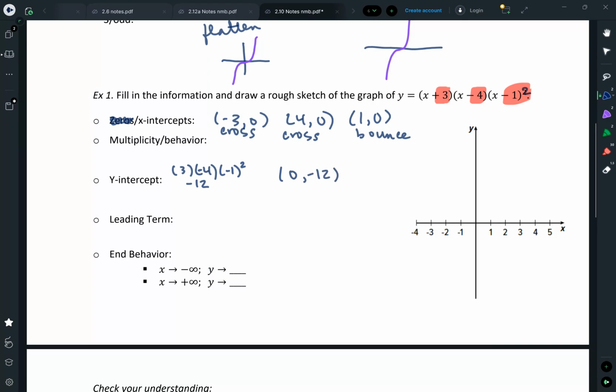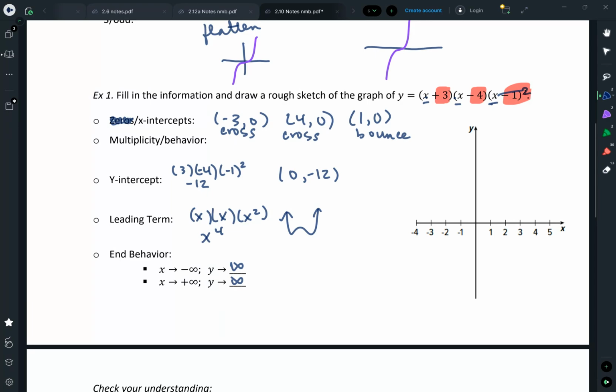My leading term, I don't really need the leading term. Really what I just need is the degree and the sign. But my leading term here is x times this x is being squared. So x times x squared, which is x to the fourth power, and it's positive. There's no number in front. So I know both of these are going to go to infinity.